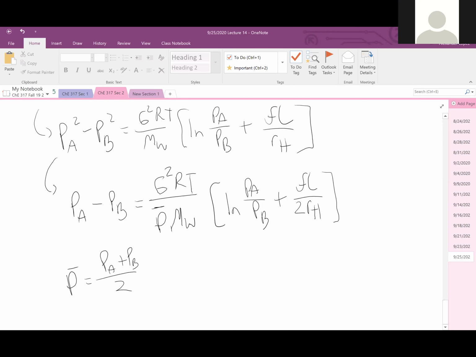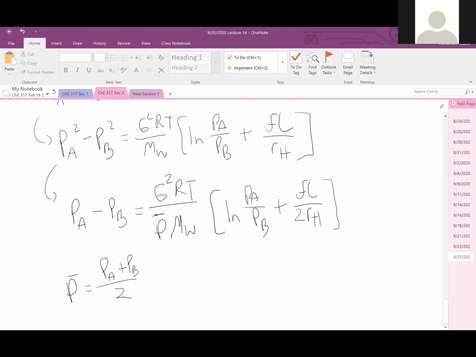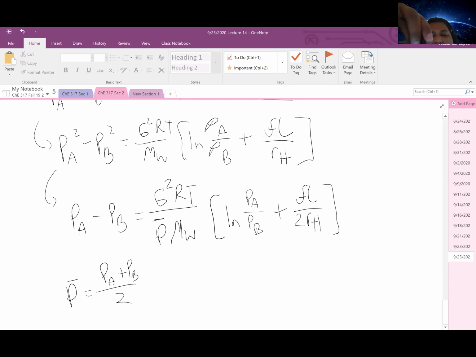Is that natural log of PA over PB or rho A over rho B? It's technically both. The top expression is showing density, the bottom is showing pressure, or at least attempting to. Like I said, it's kind of hard to write P and rho in such a way that differentiates them. But what I'm really trying to illustrate is you can use either the ratio of densities or the ratio of pressures. It'll give you the same value.